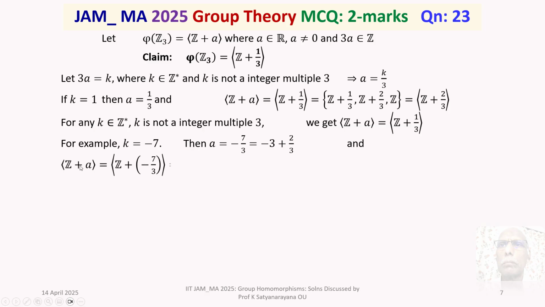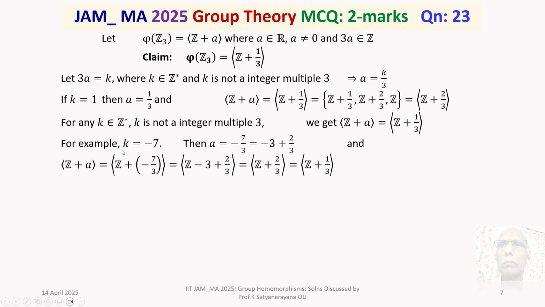Now, the cyclic subgroup generated by Z plus A will be equal to the cyclic subgroup generated by Z plus minus 7 by 3, that is equal to generated by Z minus 3 plus 2 by 3. Z minus 3 is Z only, 3 is an integer. This is Z plus 2 by 3. So the cyclic subgroup generated by Z plus 2 by 3 is the same as the cyclic subgroup generated by Z plus 1 by 3.